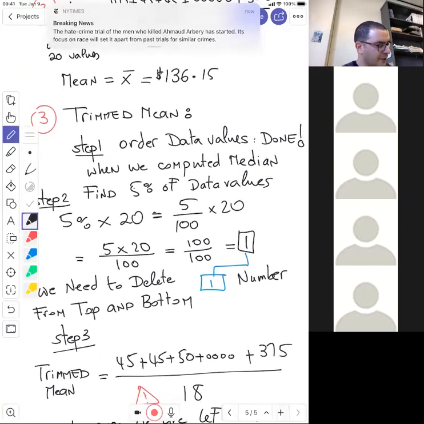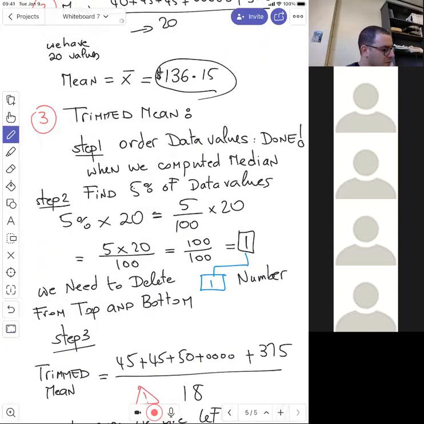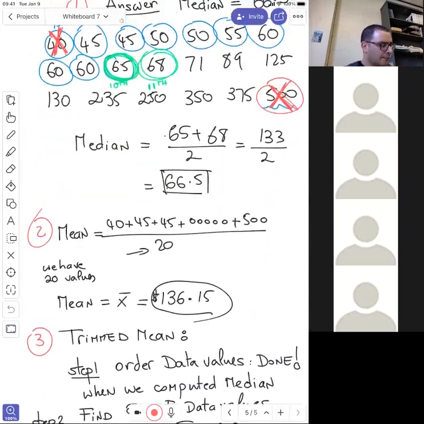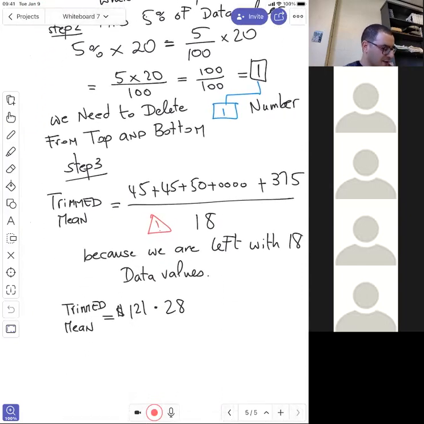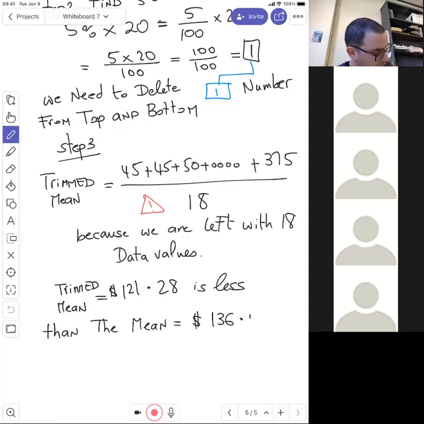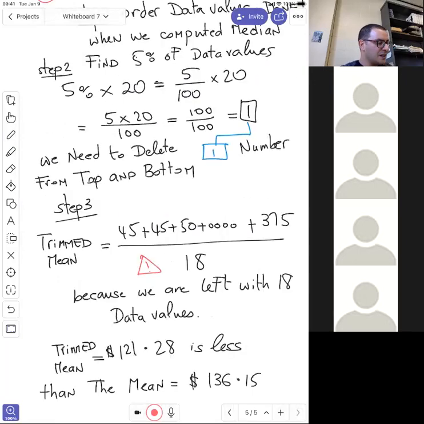Now, if you compare the trim mean to the mean, guys, as you can see, the mean is like $136, right? The trim mean is now like 121. And as I said, the trim mean now is less than the original mean, which was 136.15, right?